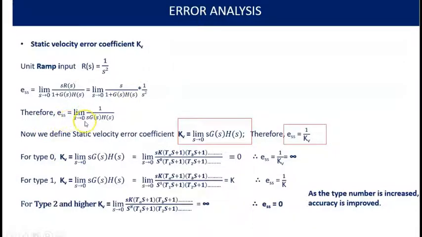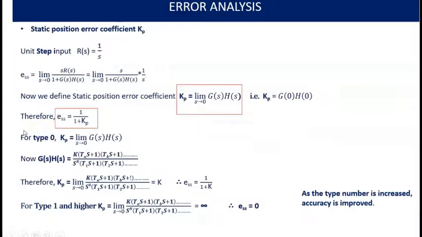Therefore, ESS is equal to limit s tends to 0 of 1 divided by s G(s)H(s). One s will get cancelled, then s plus sG(s)H(s). Applying the limit s tends to 0, steady state error is equal to limit s tends to 0 of 1 divided by sG(s)H(s). Now we define the static velocity error coefficient Kv as limit s tends to 0 of sG(s)H(s). Therefore, steady state error is equal to 1 by Kv.